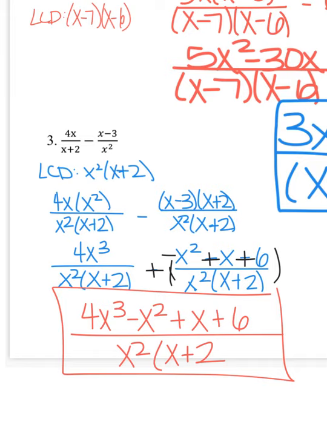Right? Nice and simple. So again, it's the same thing that we did the other day with adding, but now you just have one extra step of making sure that you distribute the negative to everything, every piece of that numerator that you're subtracting. Okay, let me know if you have any questions.